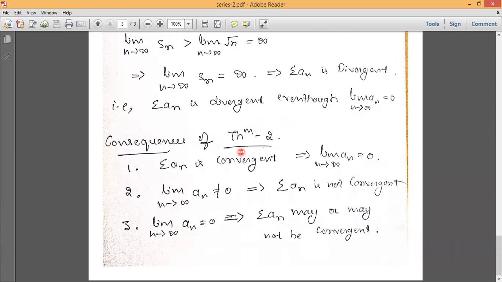Some of the consequences of theorem 2. First result, sigma an is convergent implies limit n tends to infinity an is equal to 0. Second one, limit n tends to infinity an not equal to 0 implies sigma an is not convergent. Third result, limit n tends to infinity an is equal to 0 implies sigma an may or may not be convergent. These are some of the important consequences of theorem 2.